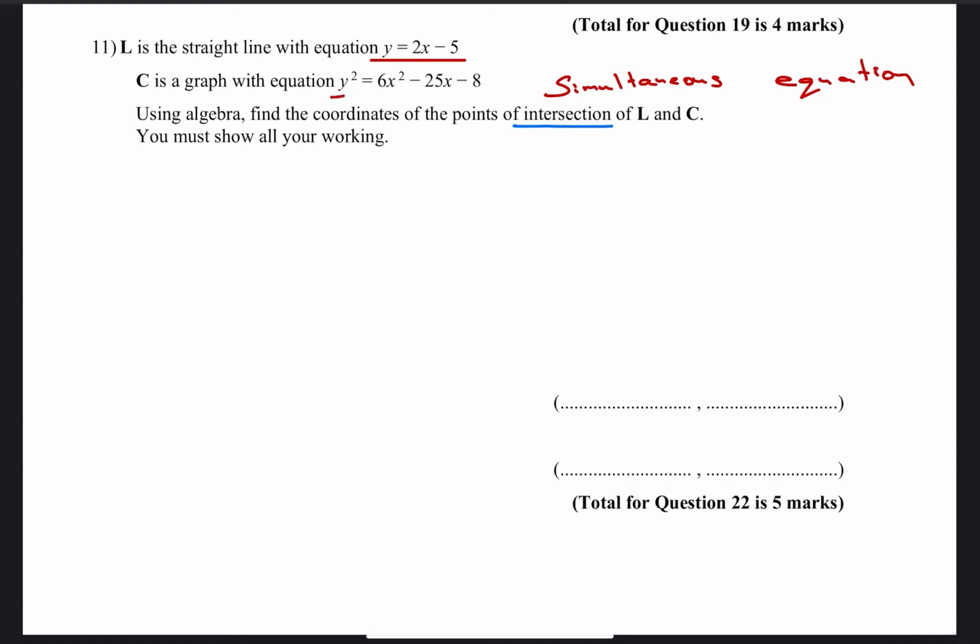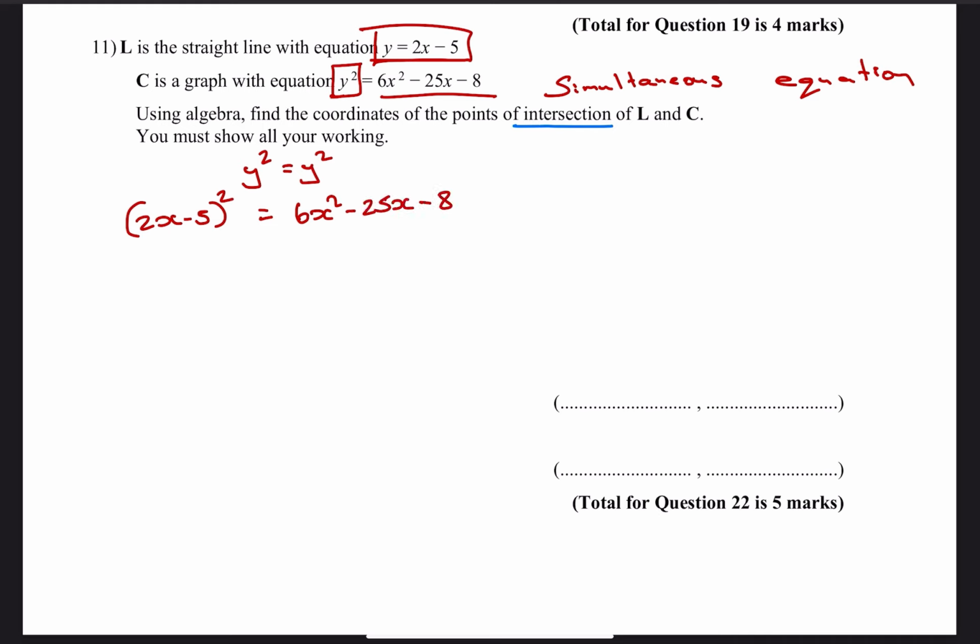Or sometimes we tend to do y equal to y, or we do substitution, or instead of y equal to y, you could do y squared equal to y squared. So I know one of the y is this. So y squared is 2x minus 5 squared. The other y squared, can you see, is actually that one: 6x squared minus 25x minus 8.